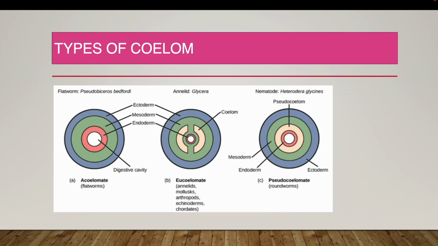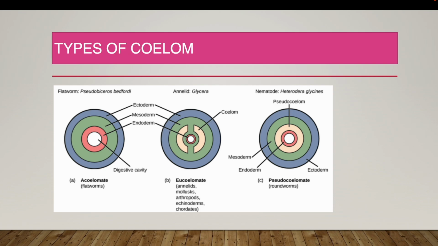Then the second type of coelom is known as pseudocoelom. Pseudo means fake or false. Here the body cavity is there between the alimentary canal and the body wall, but it is not lined with the mesodermal layer. So in that case, you can say this is the pseudo or fake coelom. The roundworms come under the pseudocoelomate category.